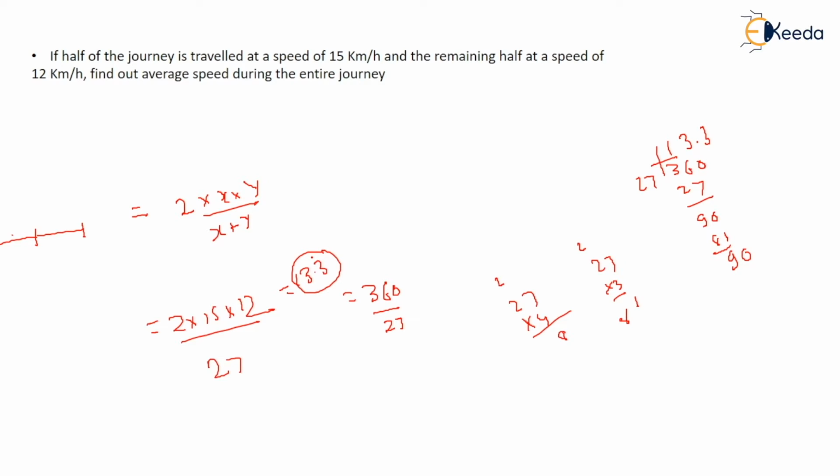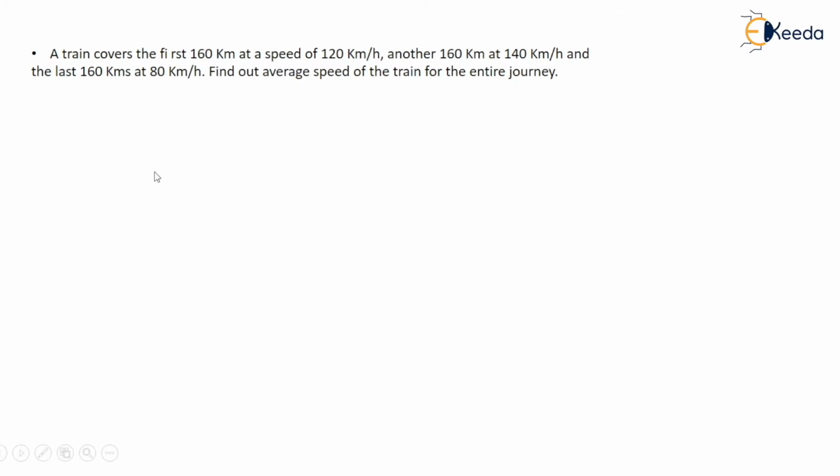13.3 is his average speed for the entire journey. Okay, so you have to apply this whenever half of the journey is covered with one speed and half with another one. This type of question may come in your examination for 2 marks.